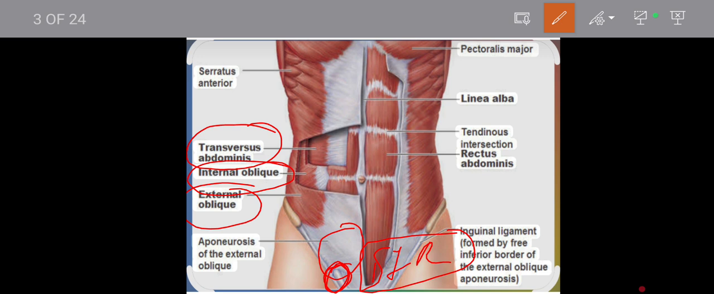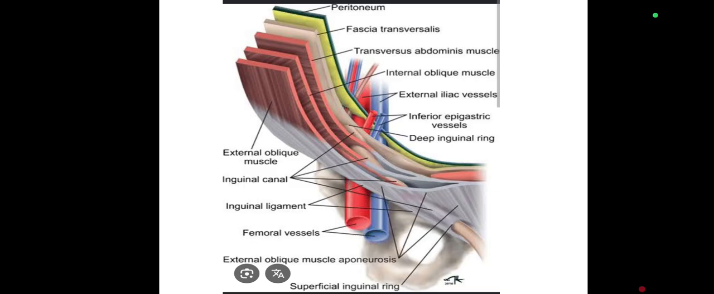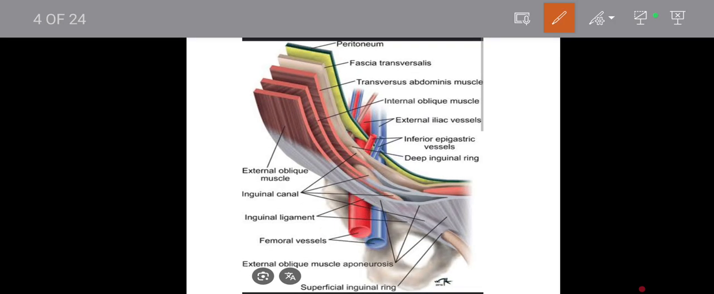Now this is external oblique muscle, this is internal oblique muscle, this is transverse abdominis muscle, and this is fascia transversalis and peritoneum. This is the superficial inguinal ring, and this is the passage, and this is fascia transversalis, and this is the deep inguinal ring.